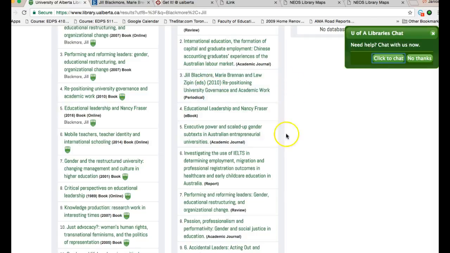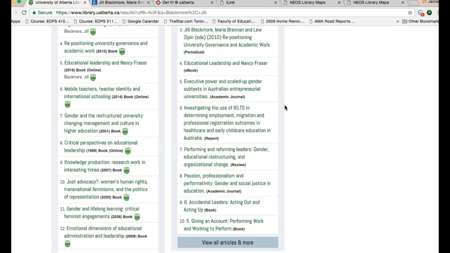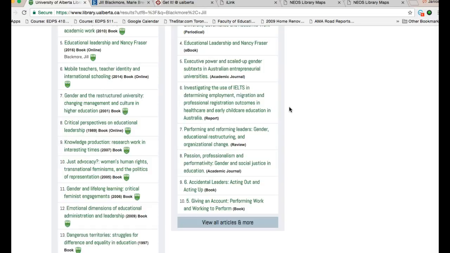Another one, we have an ebook, so that doesn't fall into the journal category. And then we have another academic journal article. Then we have a report. So there are various things that are listed under various authors' names. So this is one way that you can confirm whether an article is in fact from an academic journal or from a periodical, which could be a professional journal.